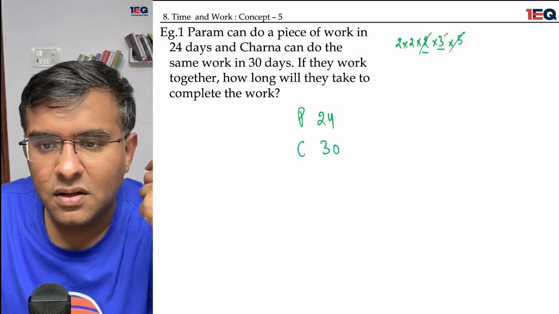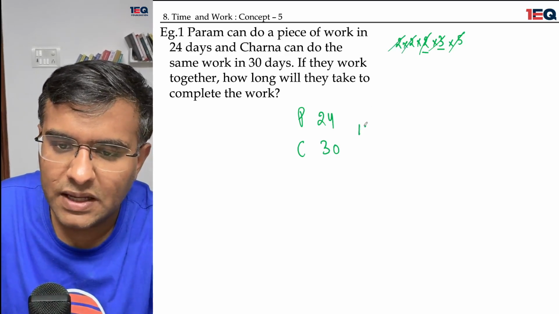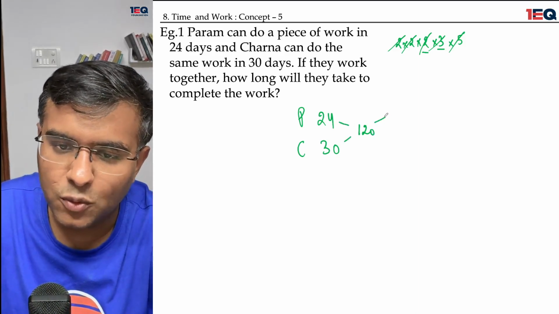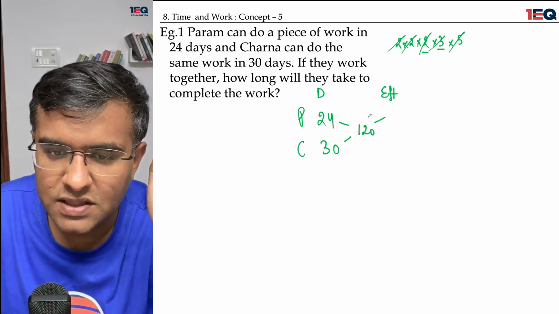5 2s are 10, 3 2s are 6, 6 2s are 12. This makes my LCM 120. And 120 is the total work which is supposed to be done. These were the number of days. Now I'll talk about the efficiency.